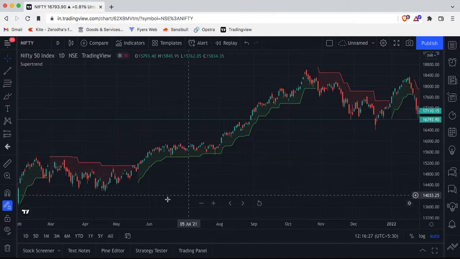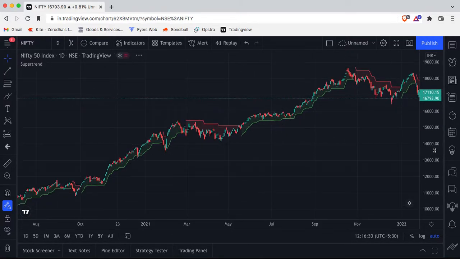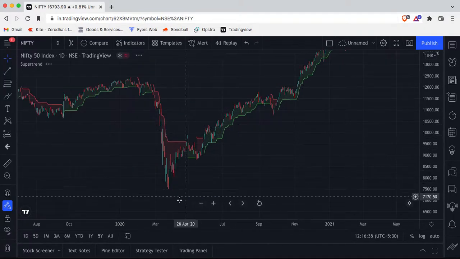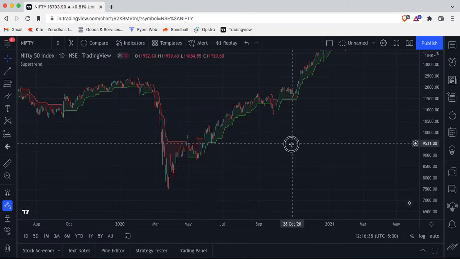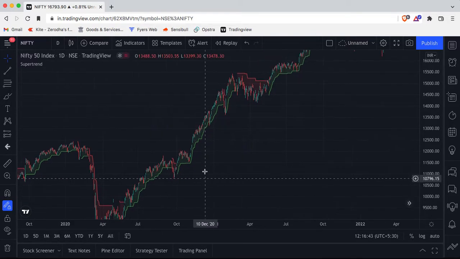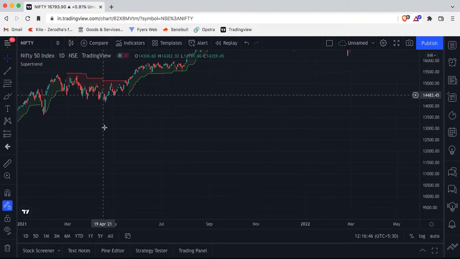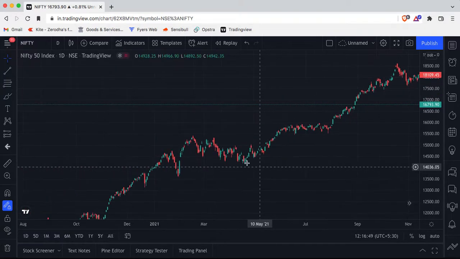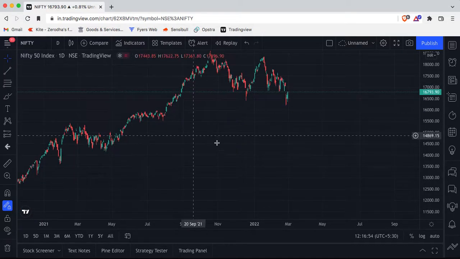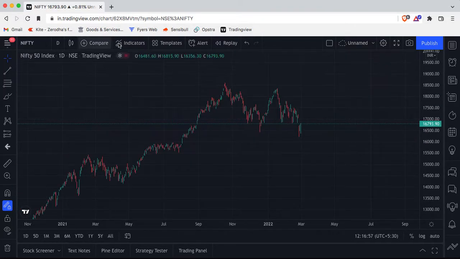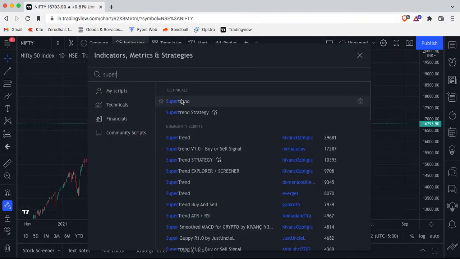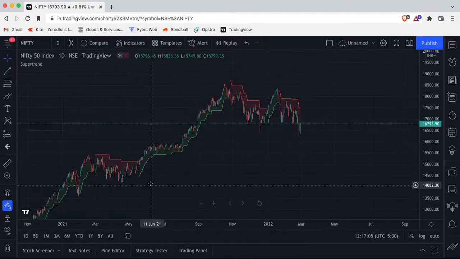And the best example is here, from the time of COVID, this is the downfall of COVID. From this level to this level, most of the time it was showing green only, which means it is in the uptrend. And in between it can show you some red signals, okay, but most of the time it was showing green signal.